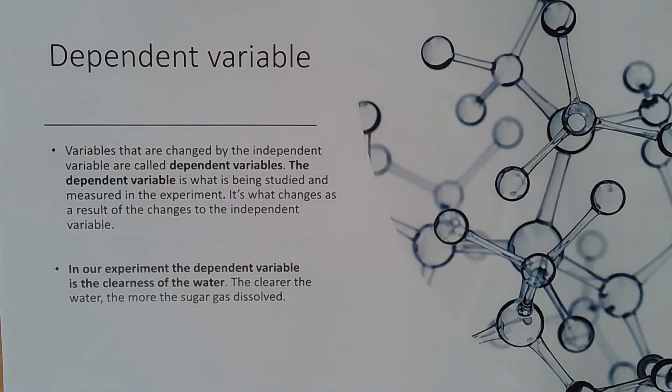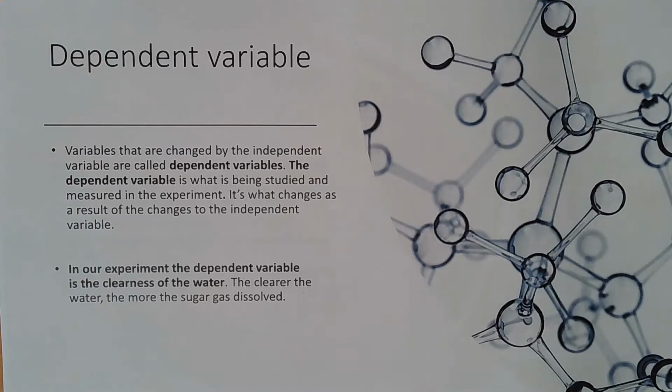Another type of variable is our dependent variable. So we have an independent variable, which is the type of sugar that we change. Our dependent variables are variables that are changed by the independent variable and are called dependent. So it is dependent on the independent variable. The dependent variable is what is being studied and measured in the experiment. It's what changes as a result of the changes to the independent variable.